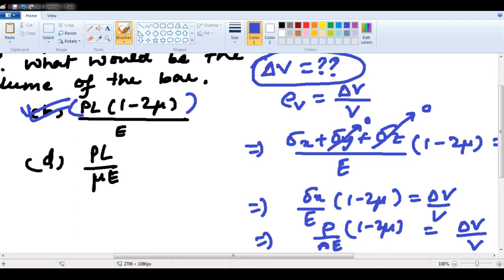Derivation is not required if it is GATE, but obviously if you are going for ESE, that is the IES exam, then obviously derivation will be required. I hope I am very clear on this. Okay, now we'll go to the next question.